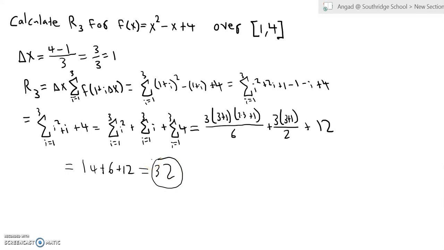So as you can see, it's not too difficult. You simply plug in your values for a, n, etc. Find your delta x.